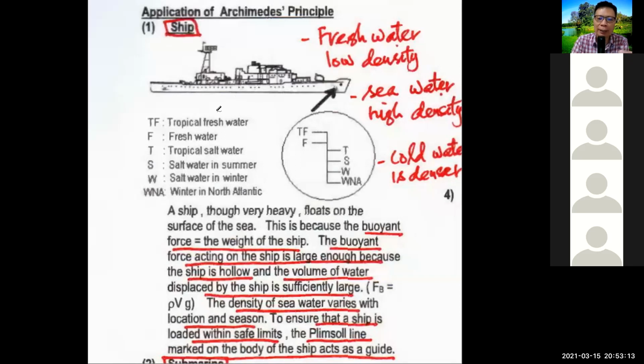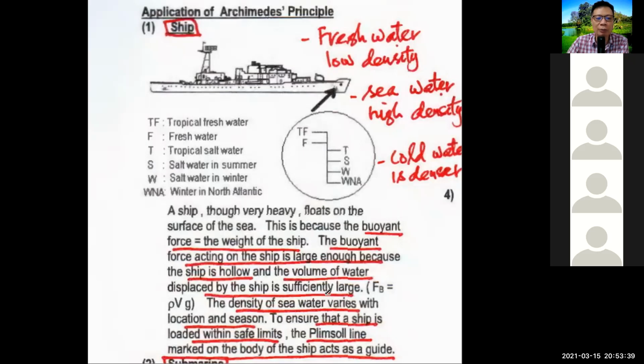And how to make it bigger? The bottom part is hollow. Hollow means empty, you know, hollow. So make it bigger, hollow, and then it can displace more water. The ship is hollow and the volume of water displaced by the ship is sufficiently large. Buoyant force is rho Vg.